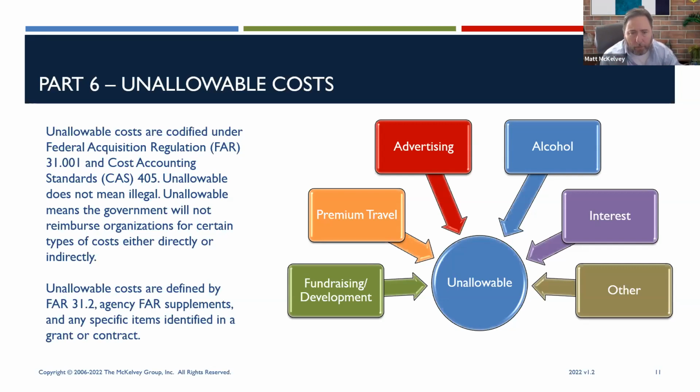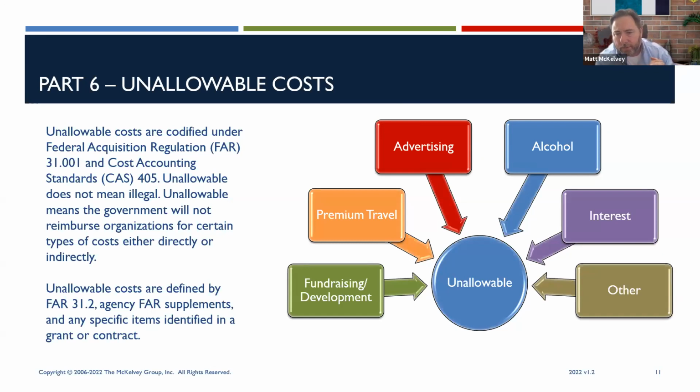Premium travel: the government does not pay for premium travel, and there are some exceptions when there's nothing else available. But fundamentally, the government's not paying for premium travel, so it's an unallowable cost. Alcohol: the government doesn't view alcohol as benefiting them, so they're not going to pay for it. While you might view that as company morale, it doesn't work the same for the government. So alcohol costs are separated. For example, a lot of government contractors, when they have a holiday event, will separate an alcohol bill from a site bill or a food bill, depending on the nature of the event.